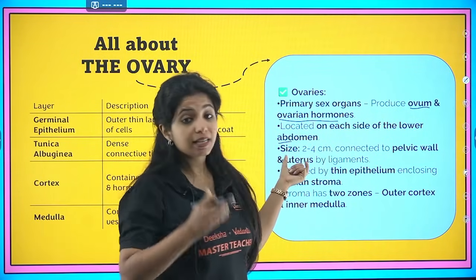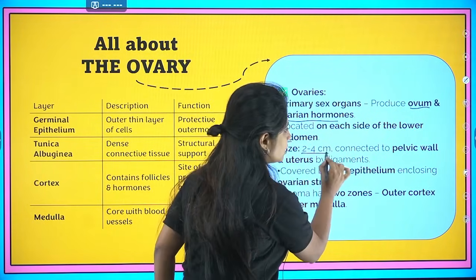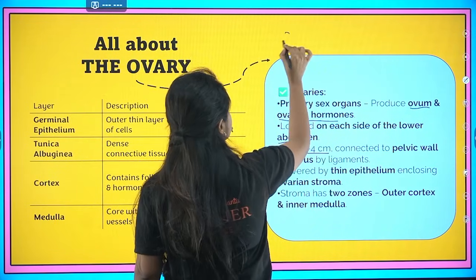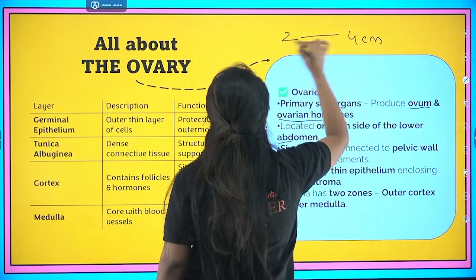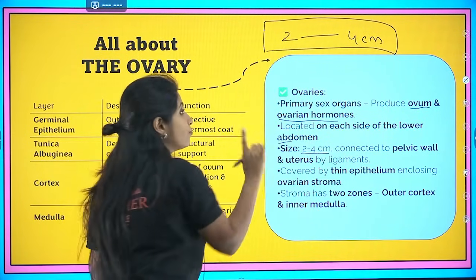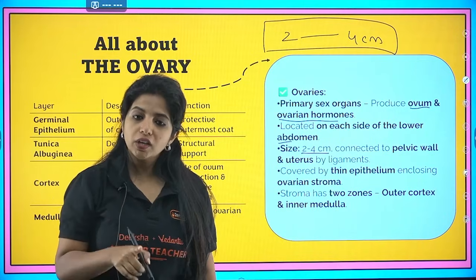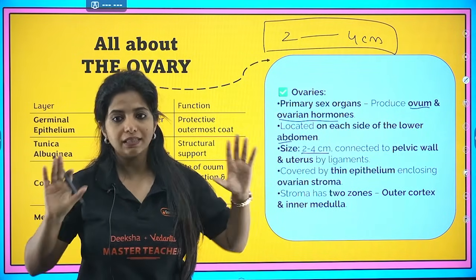Fine. The size is important. 2 to 4 centimeter is the size. So over here there is no width and anything given. They have directly mentioned 2 to 4 centimeter is the size. So you need to remember this and do not get confused with the male one. Male width is 2 to 3 and 4 to 5 is the length, right? So over here 2 to 4 centimeter is the size and that is being given.